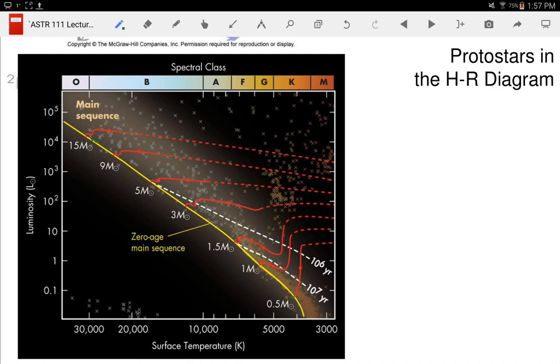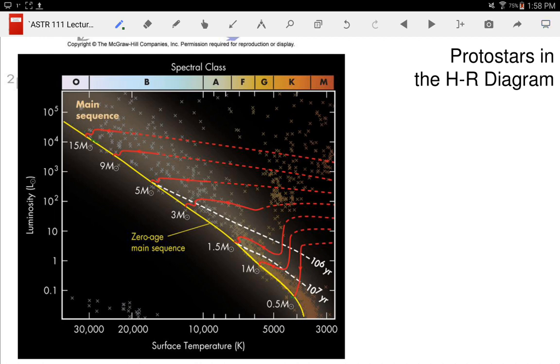But the thing that's more important for me to note on this is the times. What forms a star quicker, a massive or a low mass star? What becomes a star quicker? What gets to the main sequence quicker? Yeah, the other one, the high mass.